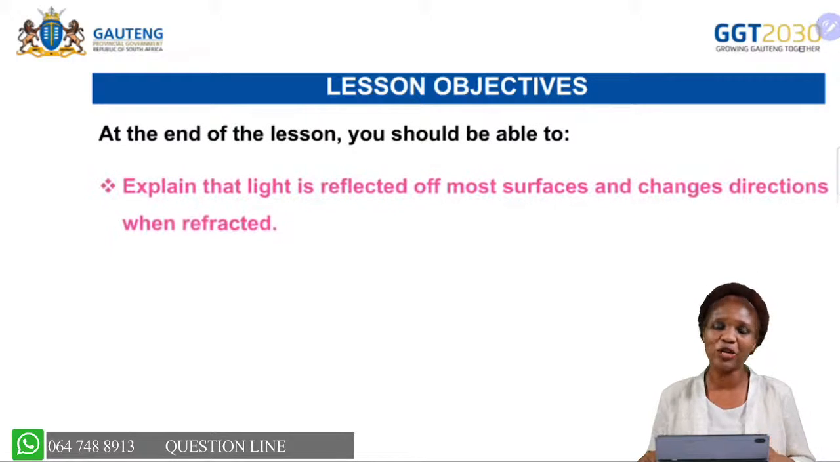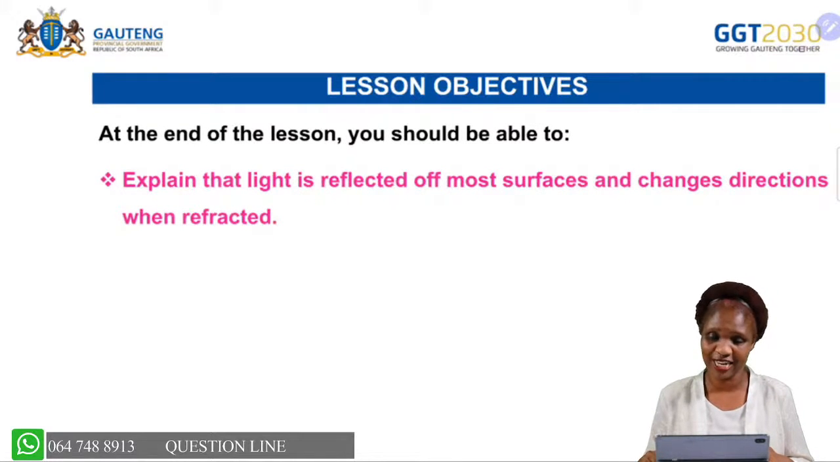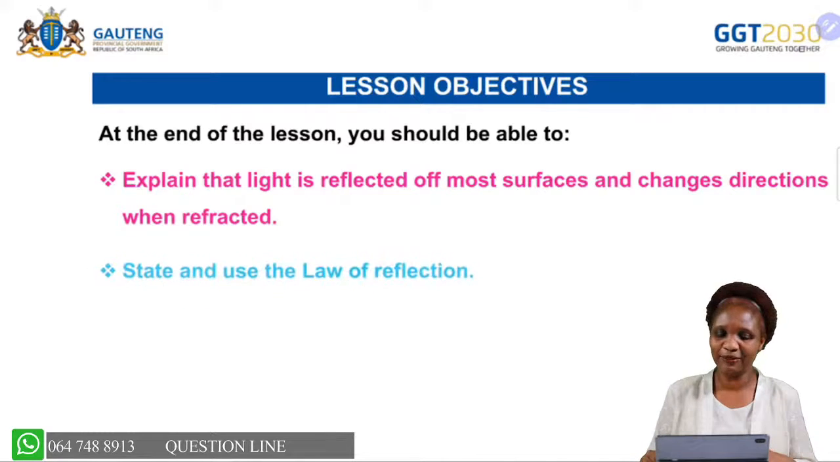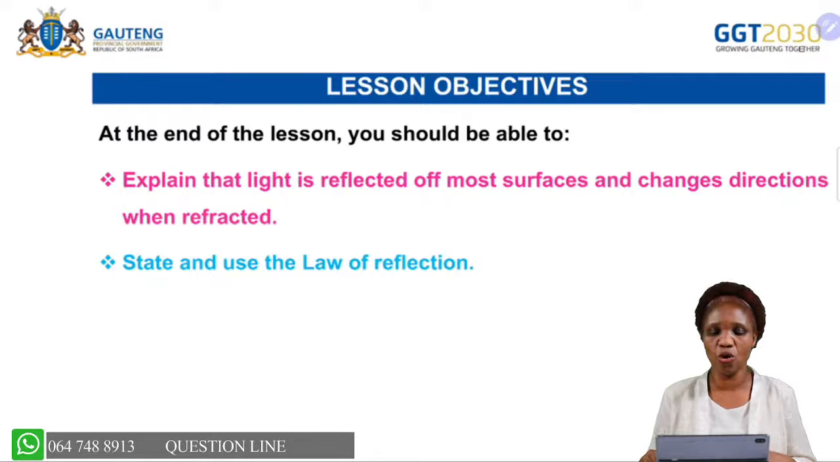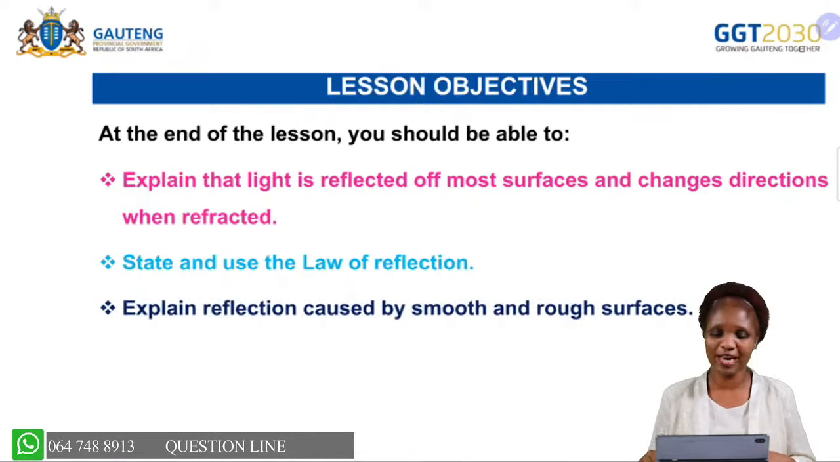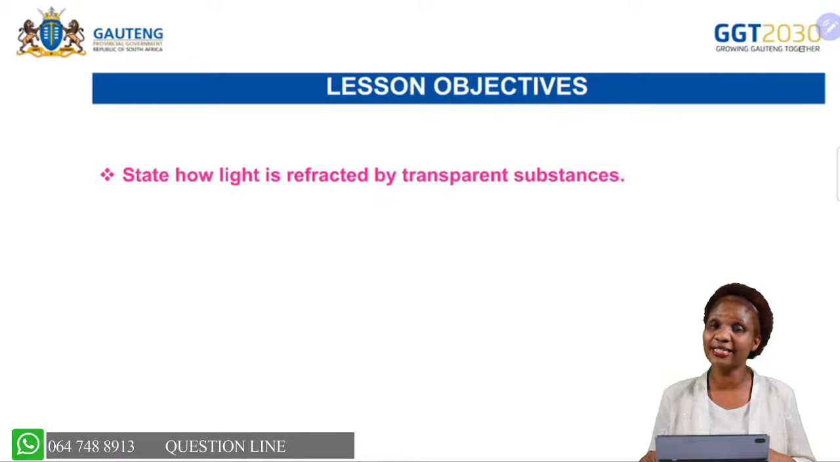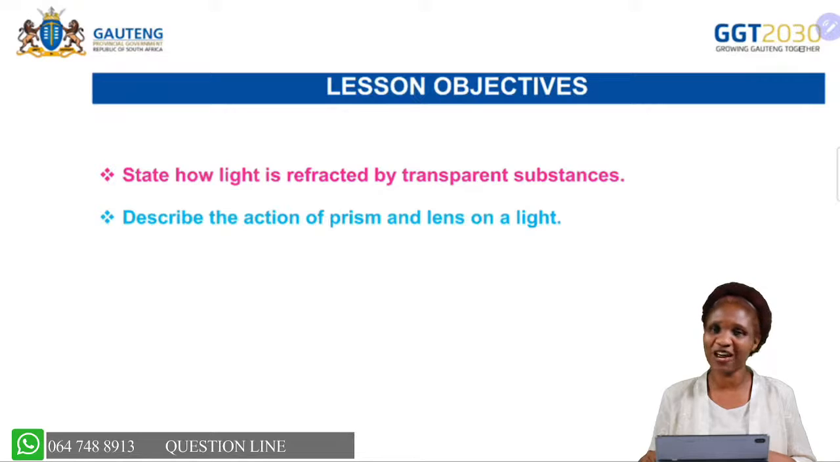First of all, we are going to explain that light is reflected off most surfaces and changes directions when refracted. Remember, when we are talking about refraction, we are talking about bending of light. And then we are going to state and use the law of reflection. We're also going to explain reflection caused by smooth and rough surfaces. We are also going to state how light is refracted by transparent substances. And we're also going to describe the action of prism and lens on light.